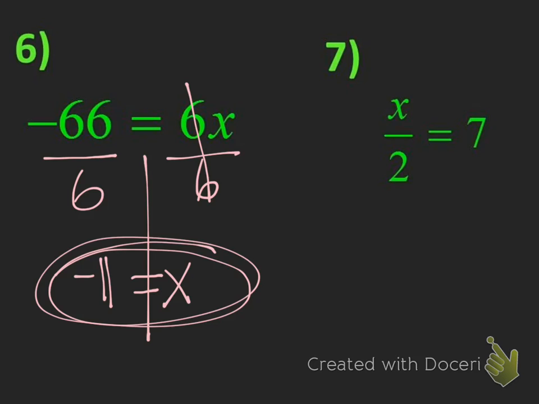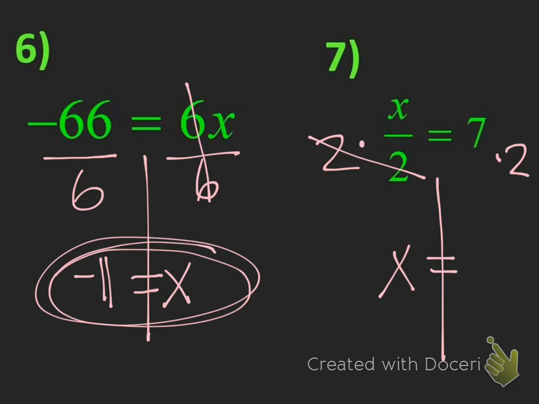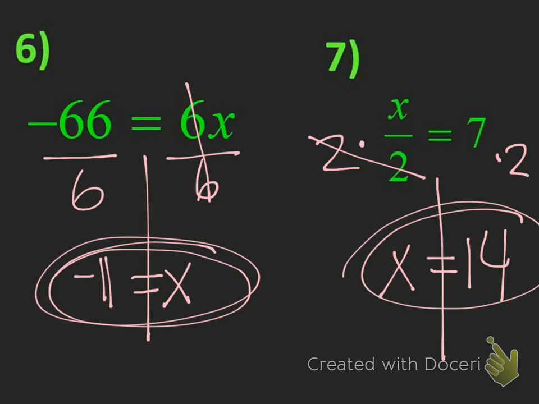All right, number 7. Now what's happening to the x? This is division. How do I undo division? Multiplication. So you need to write a times 2 on both sides. The 2's are going to go away. You're just left with 1x equals, what's 7 times 2? 14. Very good. And you can plug that one back in to check.